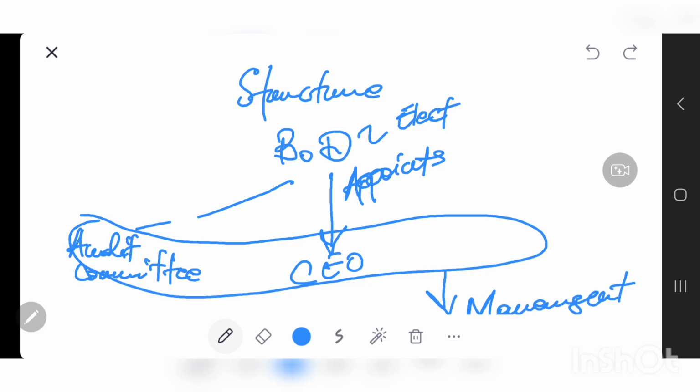So, as you can see, the shareholders are not necessarily involved. They just invest their money in the company. They are the ones who are the owners of the company. And then the board of directors acts on behalf of the owners of the company, which are the shareholders.